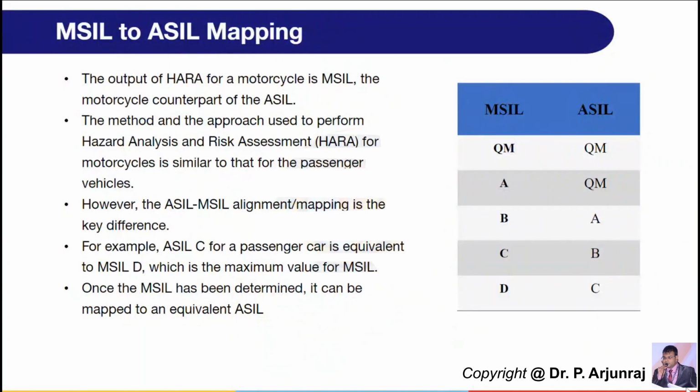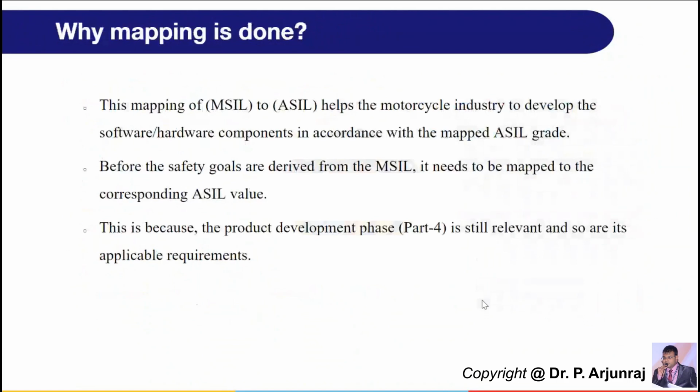So that's why you also have one more extra risk integrity level, but that is not applicable for the motorcycle. But still, you are correlating ASIL C to the maximum MSIL D. Why is the mapping done? This is very important here. This mapping of MSIL to ASIL helps the motorcycle industry to develop the hardware or software components in accordance with the ASIL grade.